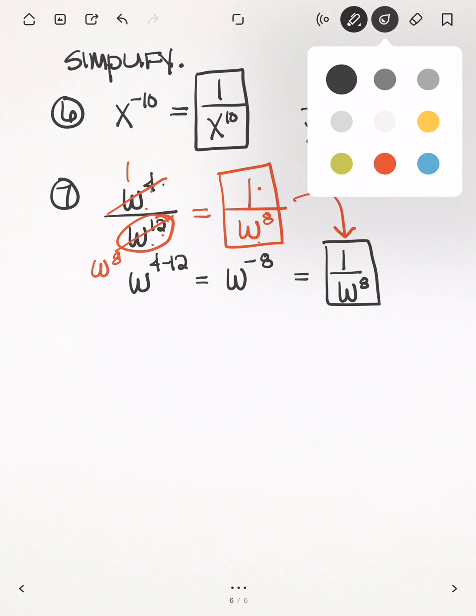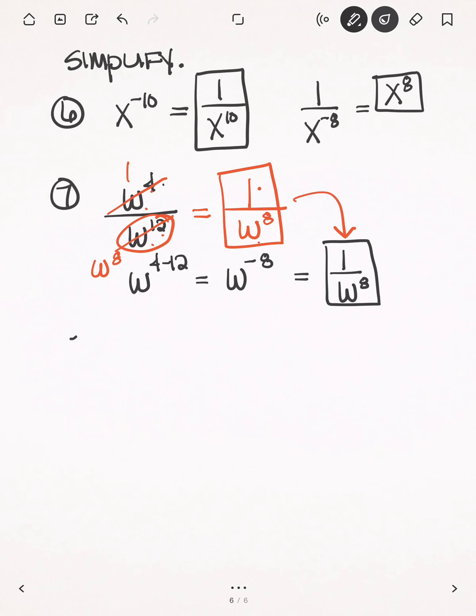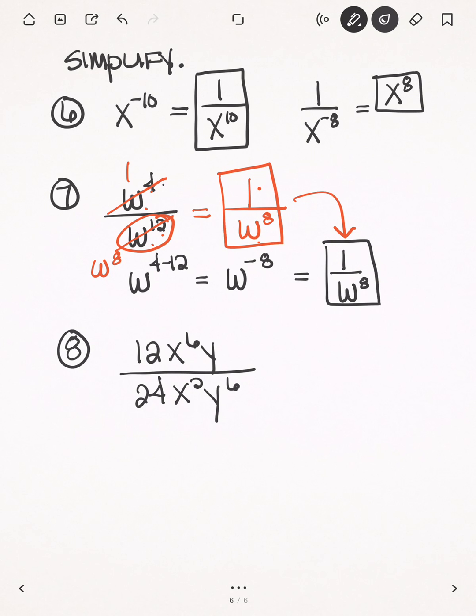Let's go on to number 8. And this is also the final problem. Suppose you have 12 x to the 6th y divided by 24 x squared y to the 6th. I want to simplify this big fraction. Now, whenever I have a big fraction like this, what I like to do is draw a big fraction bar. And I'm just going to put everything where it goes.